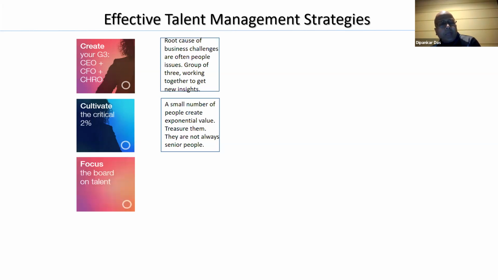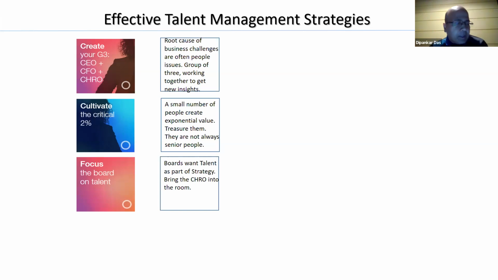Next is focus the board on talent. So the board should be part of the talent strategy. At times, it so happens that the board is focused more on operational details and not that much on strategy. And the CHRO is kind of somebody who just sits through quietly in meetings and doesn't really contribute much. So that should not be the case. The CHRO should have regular interaction with the board, with the decision makers in a company.